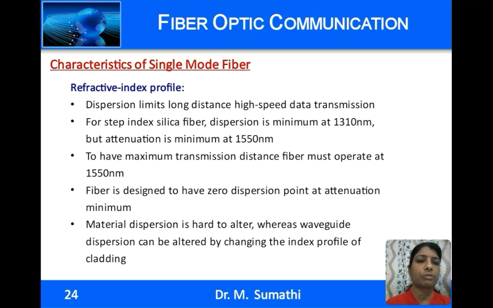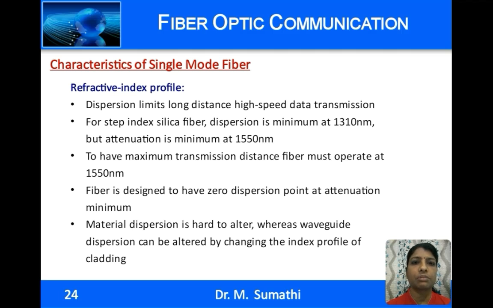Next we shall look into some of the characteristics of single mode fiber. First we shall see the refractive index profile. Dispersion limits long distance high speed transmission of data. We know that for step index silica fiber, the dispersion is minimum at 1310 nanometers and attenuation is minimum at 1550 nanometers. When manufacturers manufacture a fiber, they are concerned about chromatic dispersion and polarization mode dispersion.